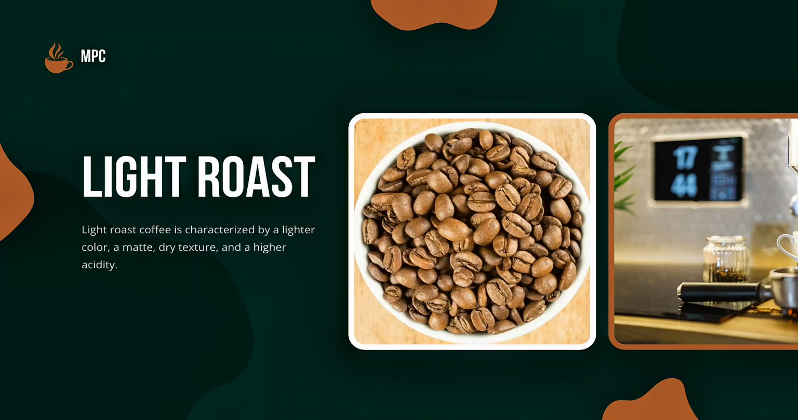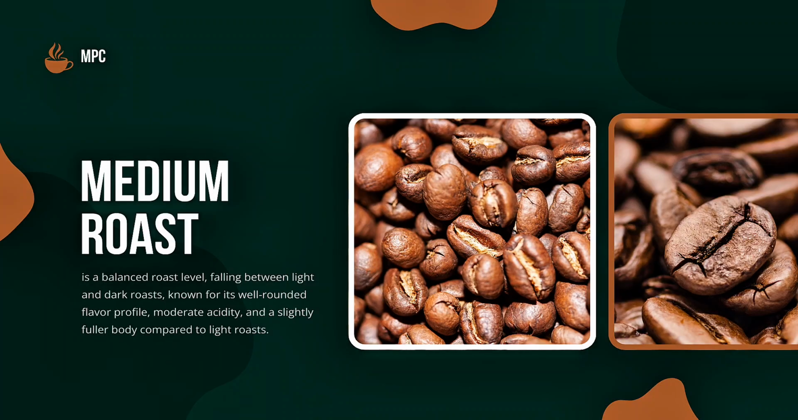Light roast. Light roast coffee is characterized by a lighter color, a matte, dry texture, and a higher acidity. So here in the light roast, there's a taste of less bitter and more sweet flavor. And it cooks in a short period of time, and when we see the first crack signals, it means it reaches the light roast. And one of the facts about the light roast is that there's a higher acidity content on its beans.